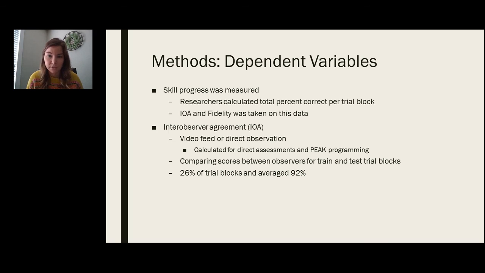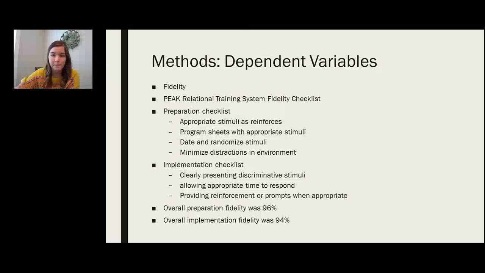after the session. IOA was comparing scores between observers and making sure that the data being taken was correct, because that directly affects the study and the progress of skills. IOA was taken on 26% of trial blocks and averaged 92%.